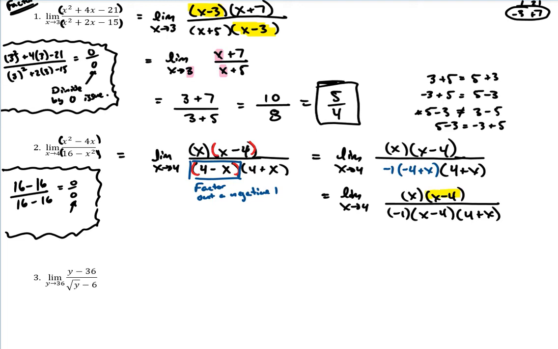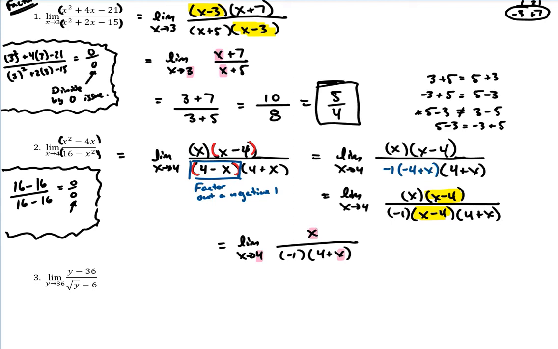And then now I can cancel them out. So this x minus 4 and this x minus 4 cancel. So then it becomes, let's put it kind of over here. I have the limit as x goes to 4 of, canceling that out, I have x all alone up top. And then down below, I have negative 1 and 4 plus x multiplying it. And then now is where I want to just plug in 4 into my x.